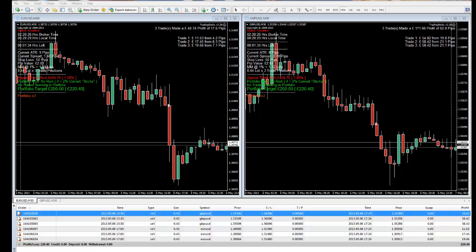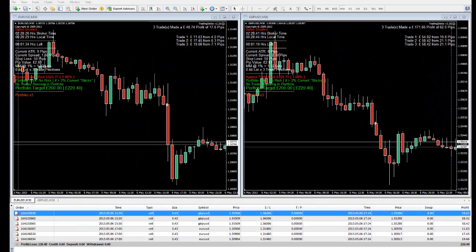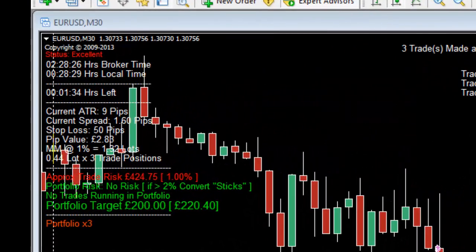What we were doing here was trying to achieve a portfolio target of £200, and at a given point, it was around about, if I can see the time on the chart, around about 5:24 broker time, that the Euro US dollar moved incredibly quickly in a downward move, and before the actual trades could be closed out at the £200 profit, it had actually made £220.40 profit.